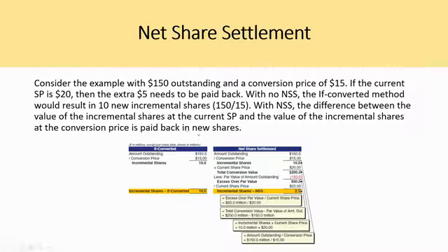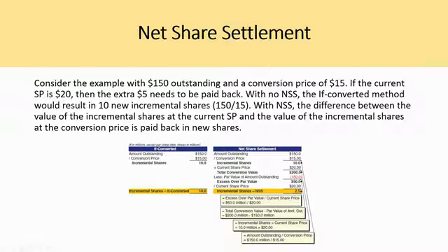So essentially, you have the amount outstanding divided by the conversion price to give you 10 new incremental shares. You multiply that by the current share price to give you a total conversion value of 200. And then you take away the par value. So 10 new shares multiplied by the conversion price itself gives you 150. The difference, the excess, is $50 in this case, right? And dividing that by the share price gives the new shares issued.